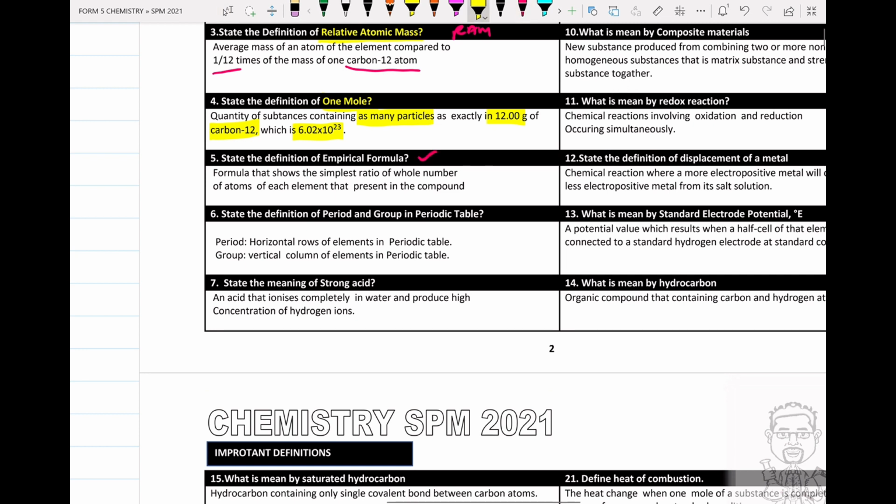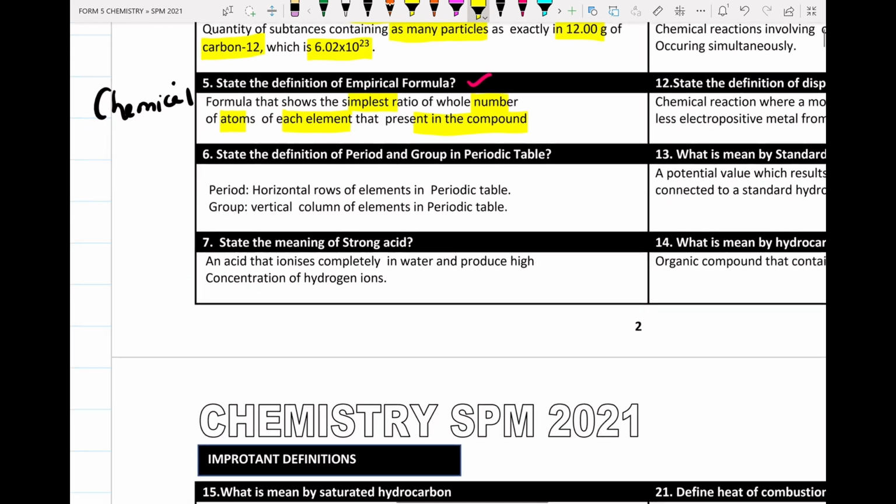All right, we go for the most important definition, which is known as empirical formula. The meaning of empirical formula is a chemical formula that shows the simplest ratio of the number of atoms of each element present in a compound.